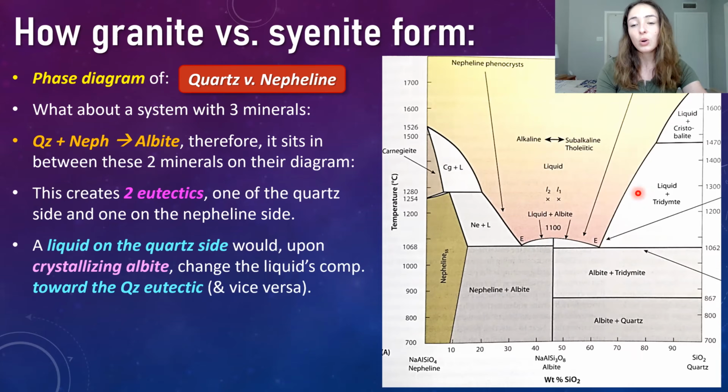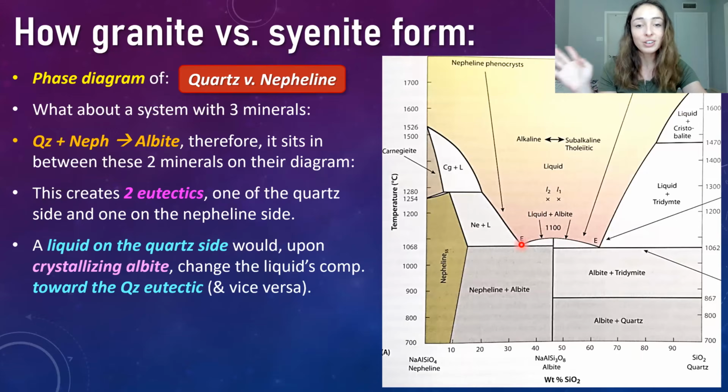So a liquid on the quartz side of this diagram would, upon crystallizing albite, move toward the quartz eutectic, and a liquid on the left or nepheline side of this diagram would, upon crystallizing albite, move toward the nepheline eutectic. And these two eutectics actually represent two rocks in igneous petrology, one really common and one not as common. And these are granite and nepheline syenite.